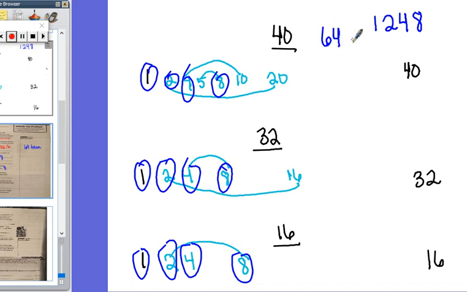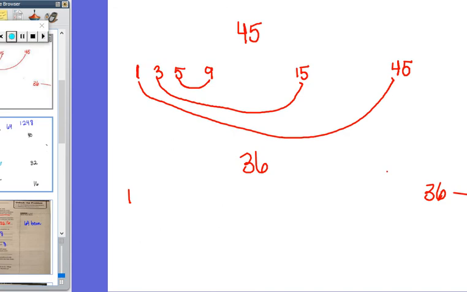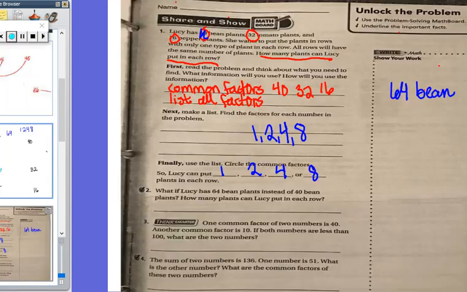Okay, so let's see. The only thing that I can think of would be 16. Let's see, 16. 64. All those numbers could work for 64 too. So you could also put 1, 2, 4, 8. These are all factors of 64 as well. Or 16 plants. Okay.